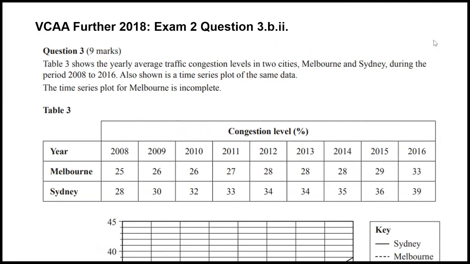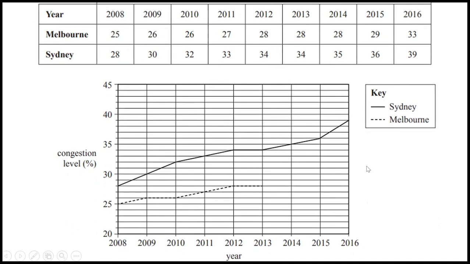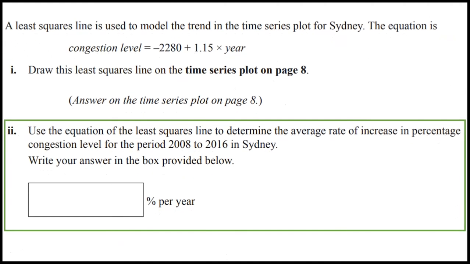Next, we're going to have a look at part of an extended response question. It was about traffic congestion in Melbourne and Sydney. We were given some time series data, and we were also given a sketch of that data. And the question that students found difficult was part B2, where the question asked to determine the average rate of increase in percentage congestion level for Sydney. So what is this actually asking for?